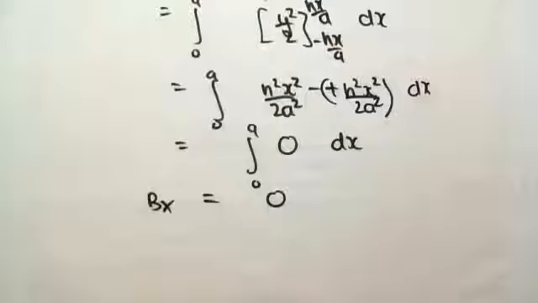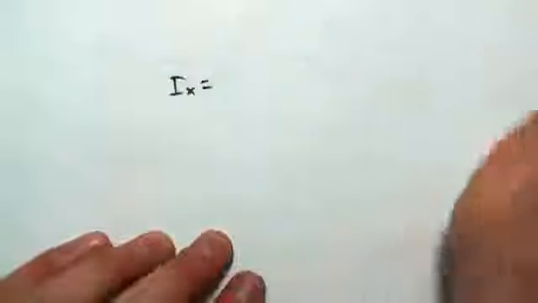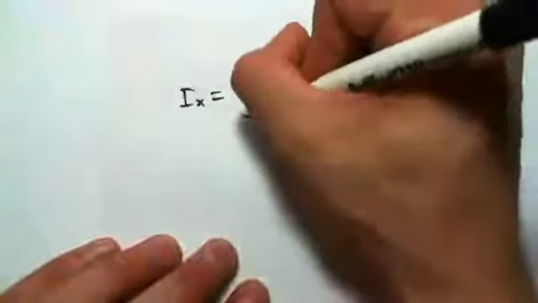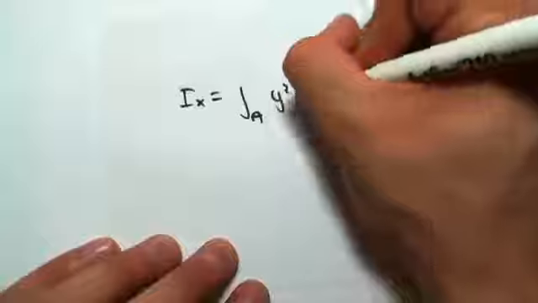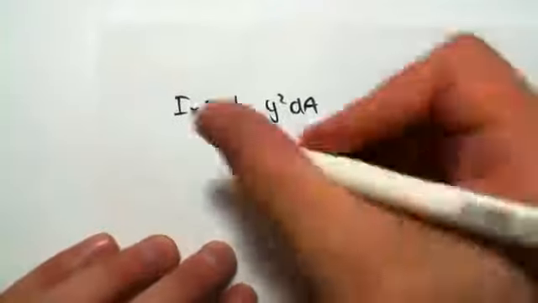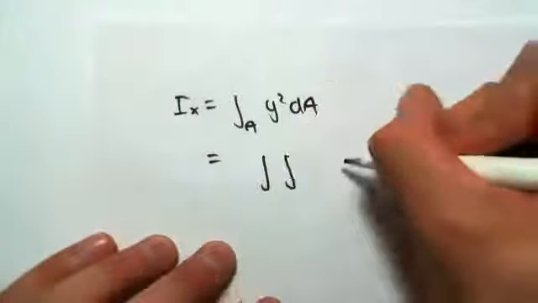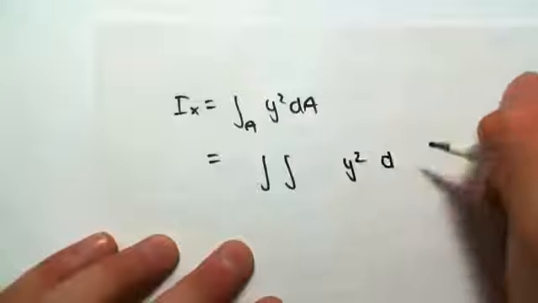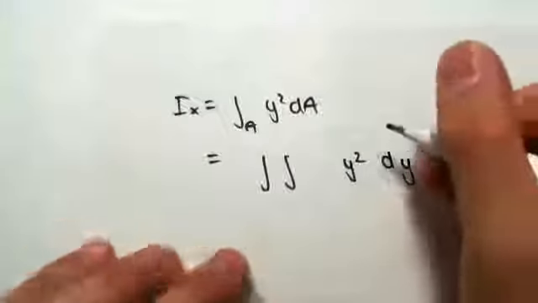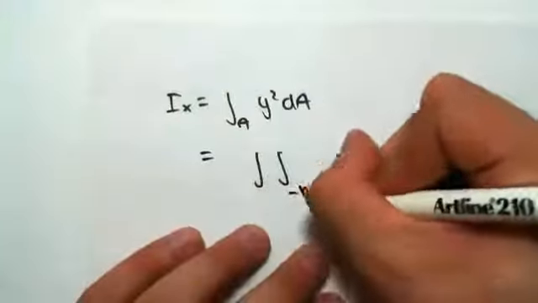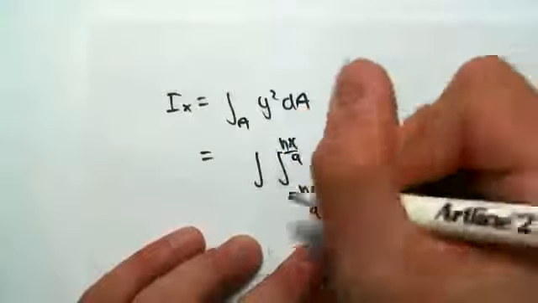That might seem a bit strange, but when we come and find the centroid, you'll see why that makes sense. So the next thing we're going to be finding is Ix, which equals the integral over A of y squared dA. So substituting in for our problem, we're going to have y squared dy dx, minus hx on a between 0 and a.